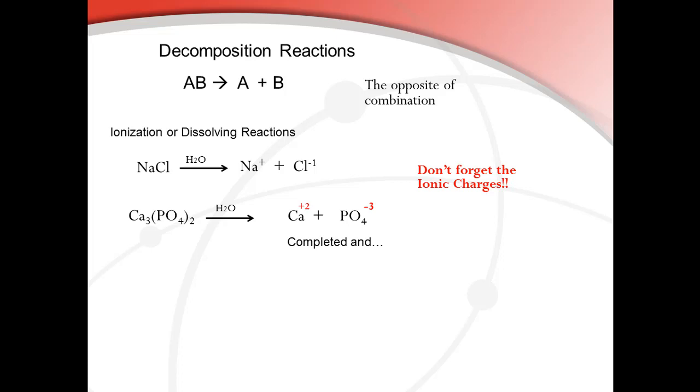And is it balanced? No. If you look in the reactants, we have 3 calciums, but only 1 in the product. So remember, when we balance these, we put in coefficients. We don't use subscripts to balance atoms. So we need 3 calciums in the products. How many phosphate? 2 phosphate. And that's all I have to say about that.